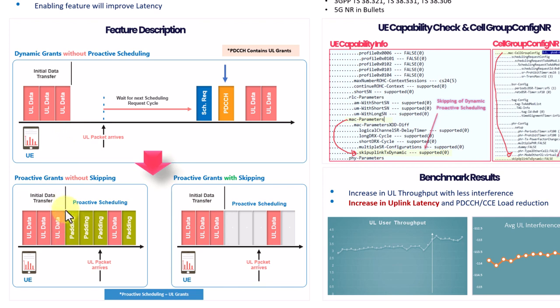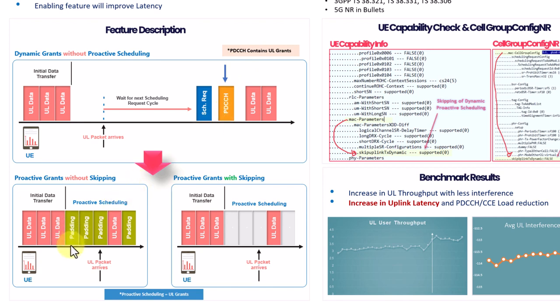But in this particular case, you can see there is proactive scheduling. Proactive scheduling means that the Node B will be transmitting the PDCCH with uplink grants, as mentioned down here. The uplink grants can be transmitted continuously or based on a specific configured period. For example, every 10 milliseconds, the Node B will assign the PUSCH without waiting for any scheduling request. This time, the UE doesn't need to send any scheduling request. Node B will directly transmit the grant in this particular case.